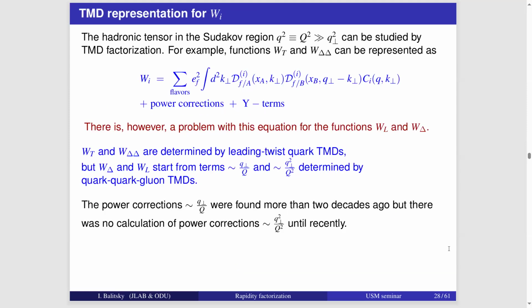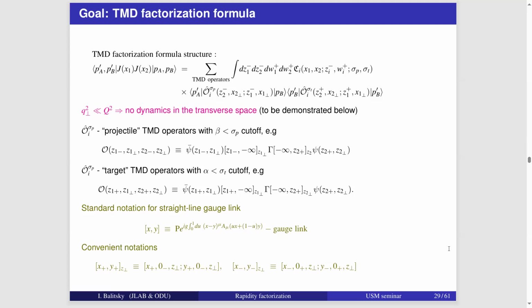Let me add one technical thing. Structure of the TMD factorization formula in coordinate space: this quantity is written as an integral over two longitudinal fractions. Since it's coordinate space, the transverse coordinates are fixed, and they stand here in the formulas for the TMD.